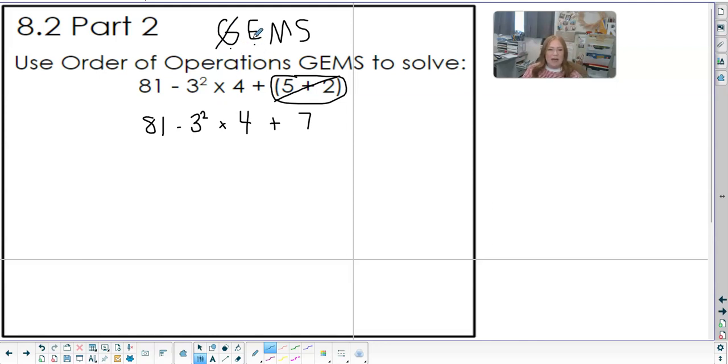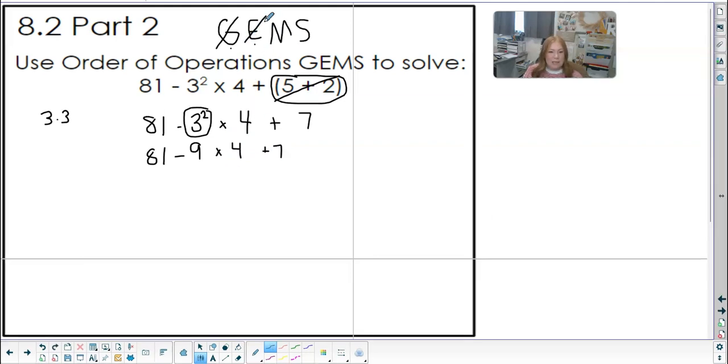So E, we're looking for exponents, and I have one here. And this means 3 times 3. It's not 3 times 2. It's not 6. 3 times 3 is 9. So we're bringing everything else down, taking it away from 81, times 4 plus 7. Hey, so E is done. E is all done.